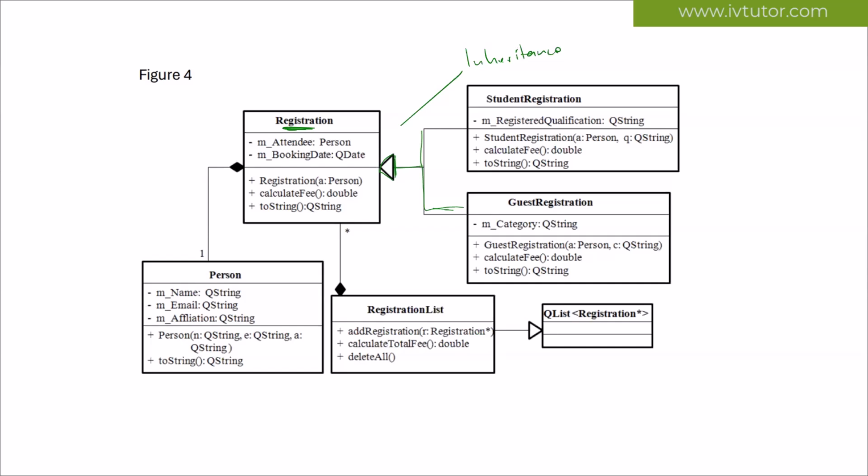So that means previously we had item and store item. Here, the only difference is we've got not just one, but two classes, both inheriting from registration. So you've got a student registration and a guest registration, but they both inherit from registration. The concept is exactly the same. Now, I'm going to ask you another question. What do you call this?